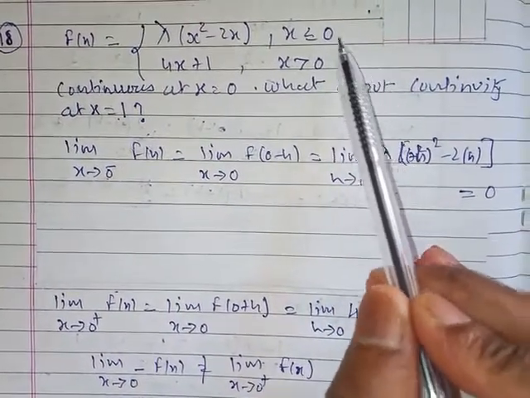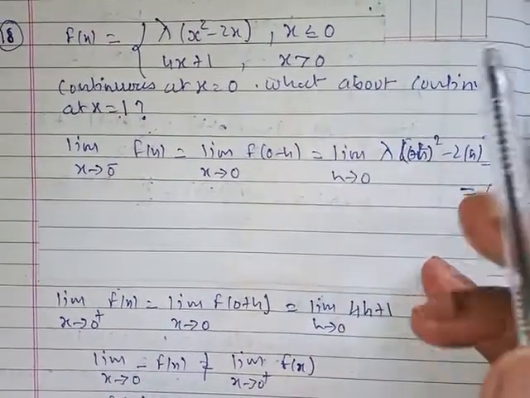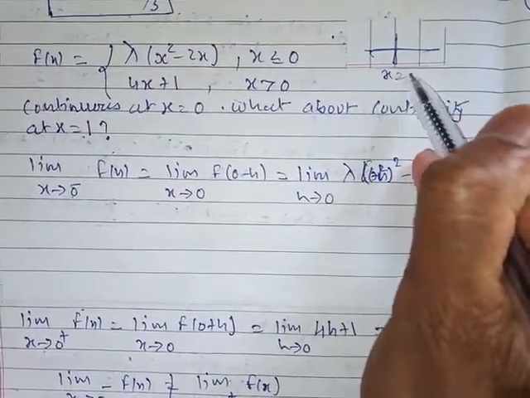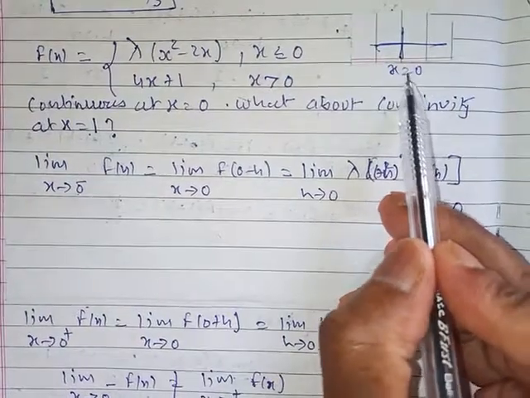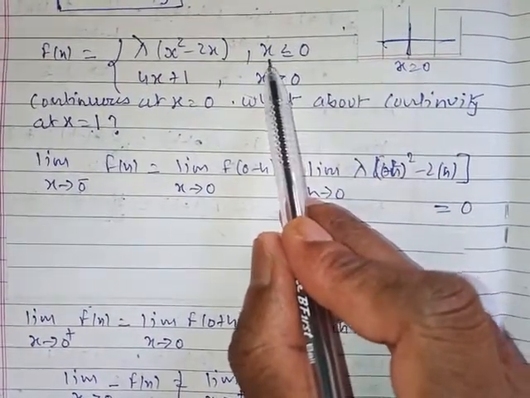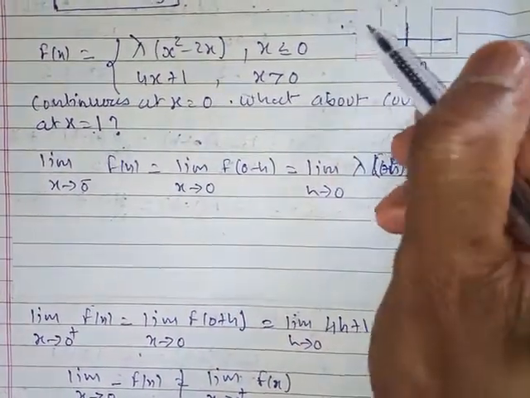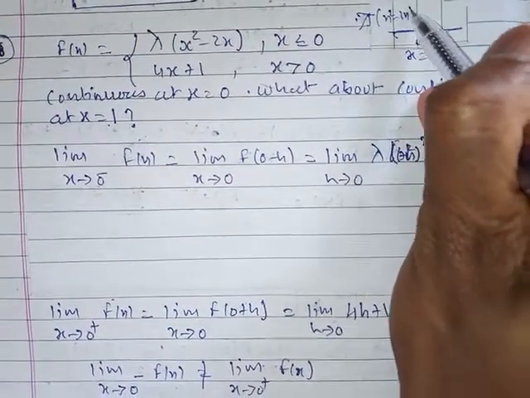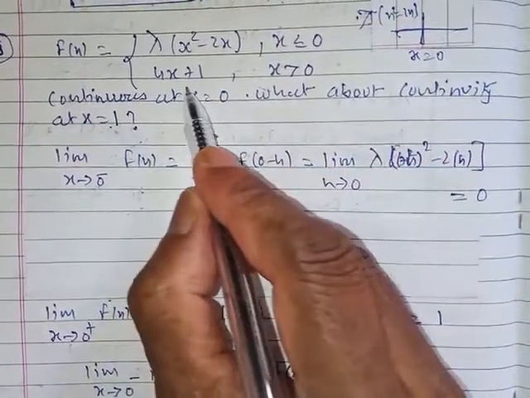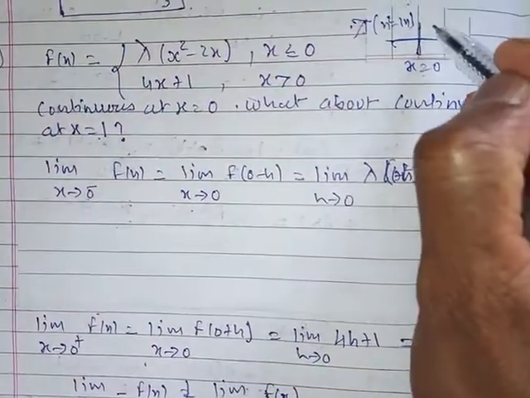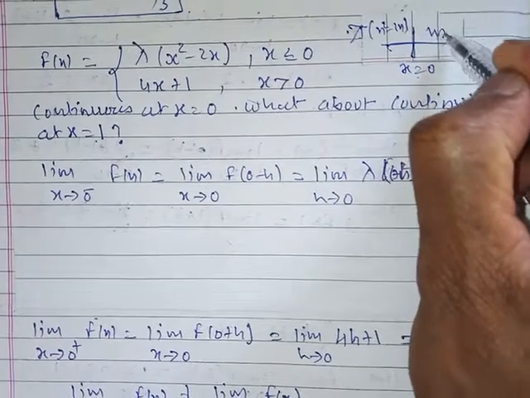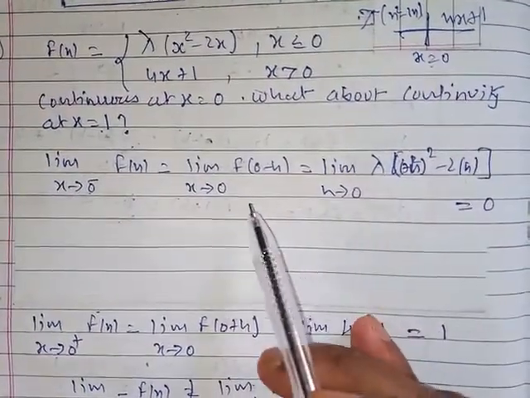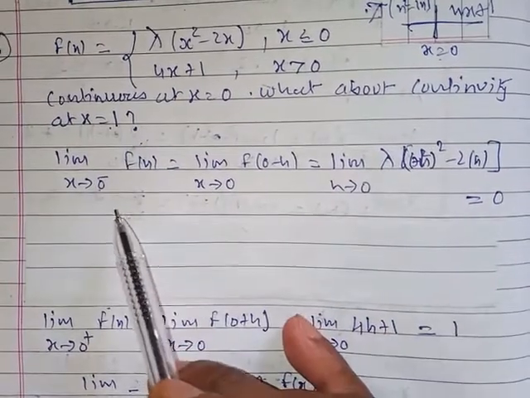So again, if you draw the graph, at x is equal to 0, the left hand side of 0 means less than 0. For less than 0, what is the function defined as? λx² minus 2x. And the right hand side is defined as greater than 0, where the function is defined as 4x plus 1. So let's check whether it is continuous or not.